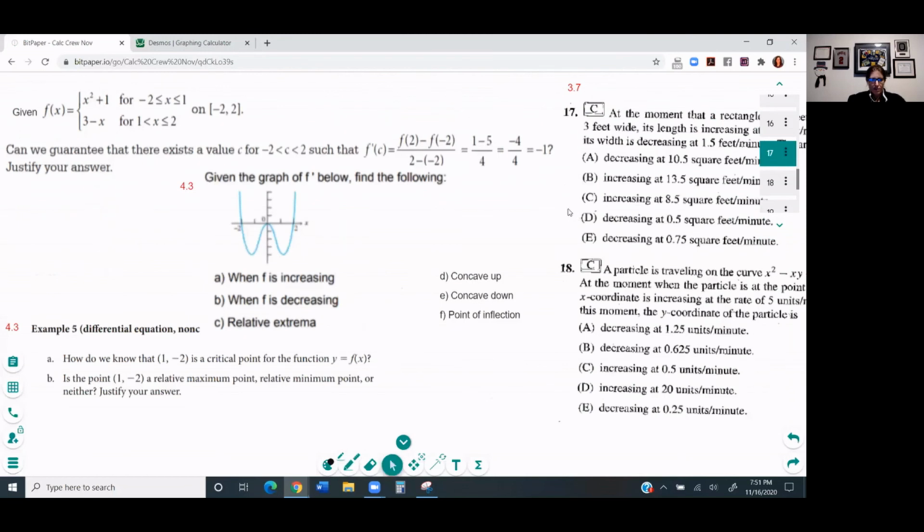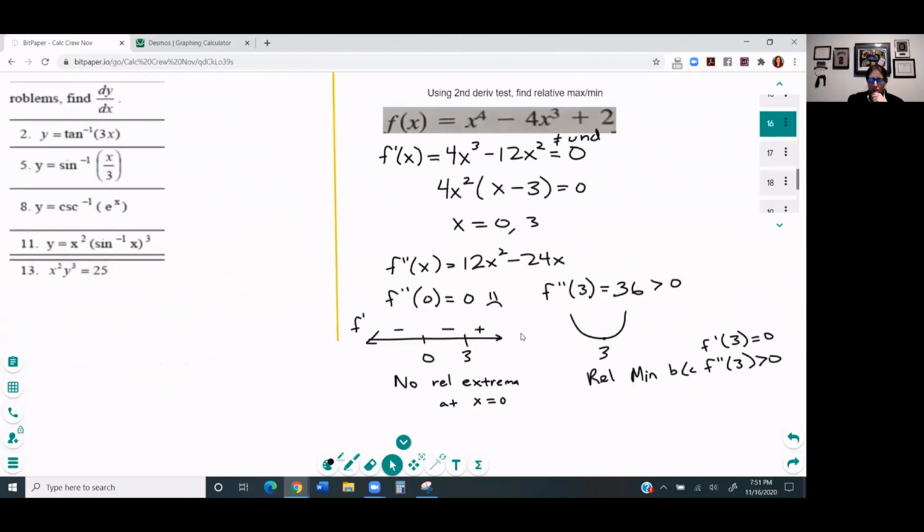Here, I'm going to copy this. Since they're doing their derivatives. Let me try to make this smaller if possible.